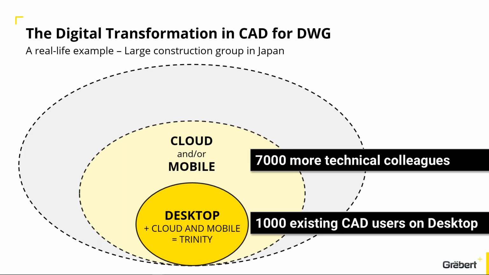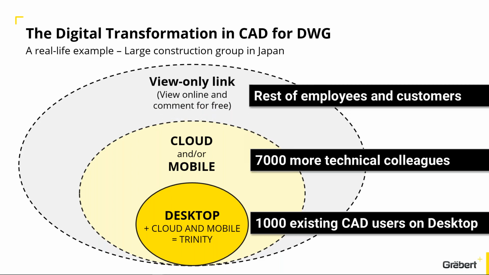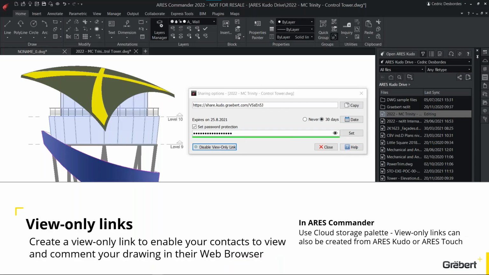And for these remote workers, cloud is also a nice solution if they need to work on a computer, for example. Finally, we see the third circle, and those are the free users, and those could be other employees or customers, and they can use view-only links to share feedback or validation. So the view-only links enable ARES Trinity users to collect faster feedback and validation from non-ARES users.